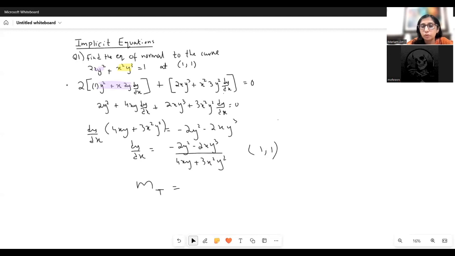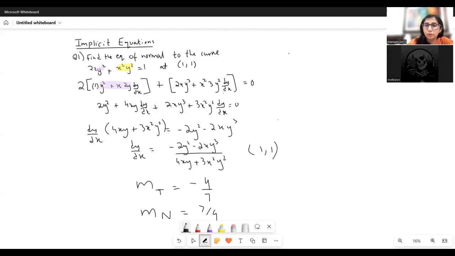And I'm going to substitute 1, 1 here. So minus 2 times 1 square minus 2 times 1 times 1 in the numerator. Denominator is 4 times 1 times 1 plus 3 times 1 times 1. So yes, minus 4 over 7. And then the slope of the normal is going to be the negative reciprocal, 7 by 4.